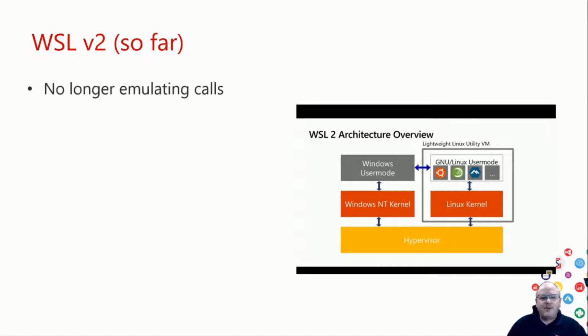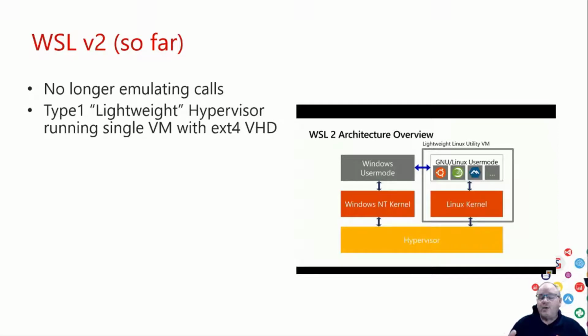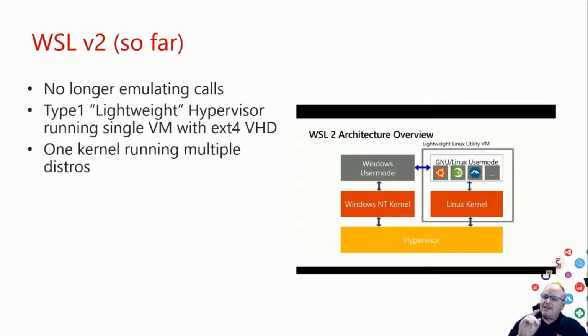So from bullet points, it's no longer emulating calls. It is using a Type 1 lightweight hypervisor. It's running a single VM with ext4 file system, extended 4 file system VHD. It is one kernel running multiple distros. That's kind of important. You've got one kernel that's running multiple distributions of Linux. And that is allowing for greater scalability than you could have when you're talking about being able to stack processes on top of each other and run them side by side.